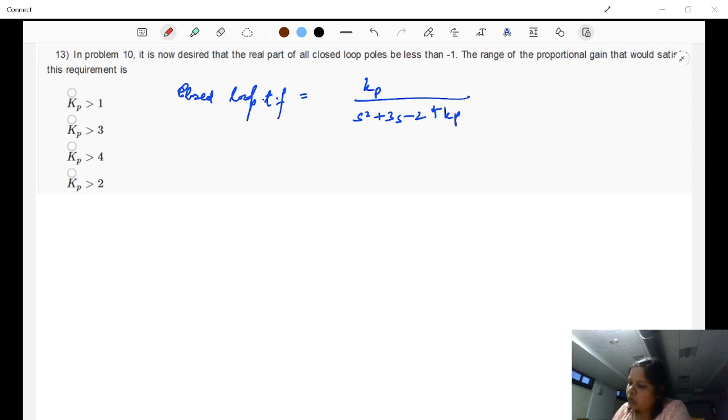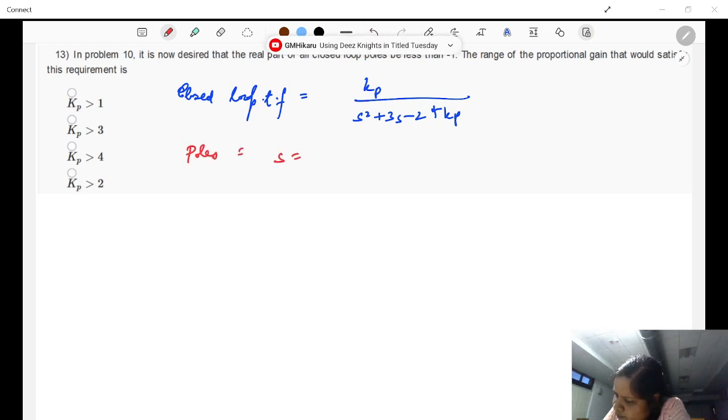Okay. So what we'll do, we'll try to find out what are the poles of the system. The pole is minus 3 plus minus square root of b square, meaning 9 minus 4.